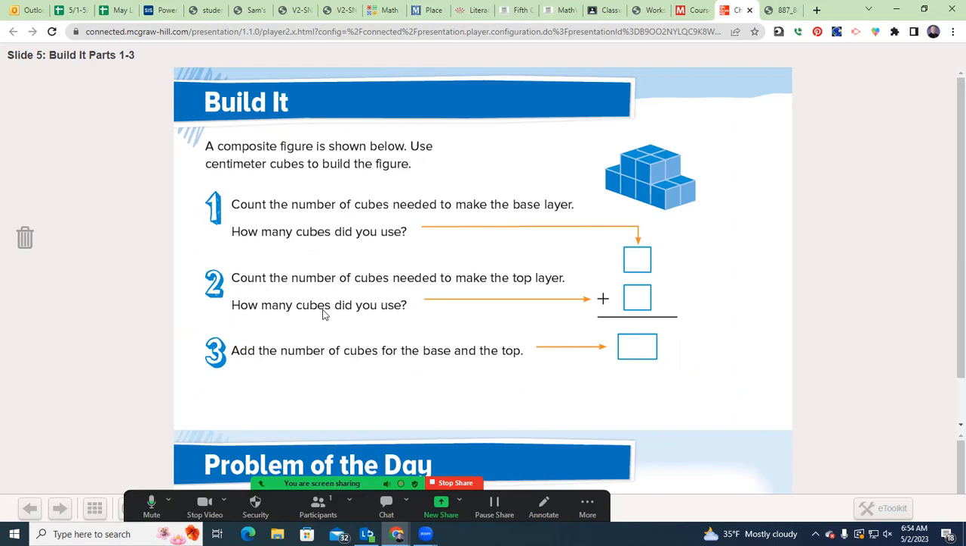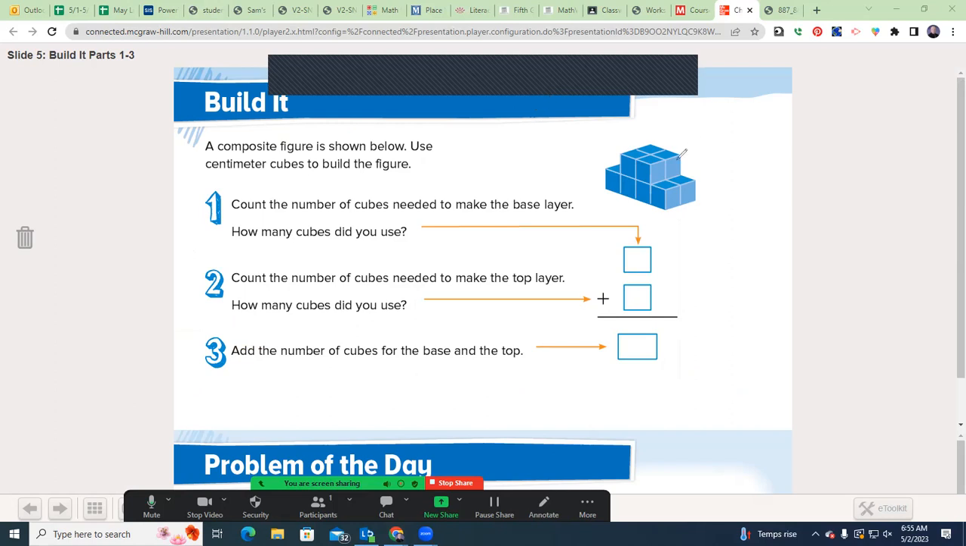You see a highlighted word, and it says a composite figure is made up of two or more three-dimensional figures. And as you can see here, I have a rectangular prism on the bottom and a rectangular prism on the top. So let's look at the steps here. And remember, you should fill this in as we go. That way you have this to look back on. It also helps you be engaged with the lesson, and if you have questions, you'll be able to ask them.